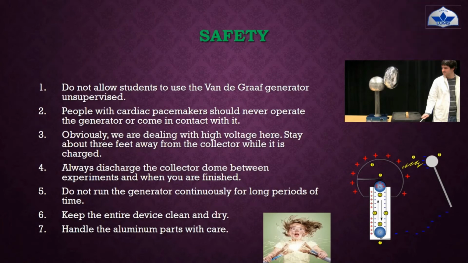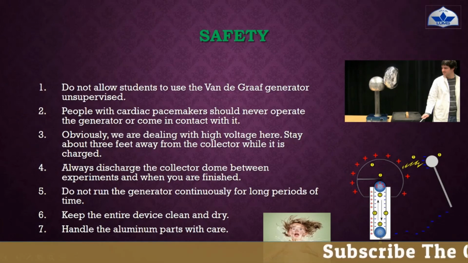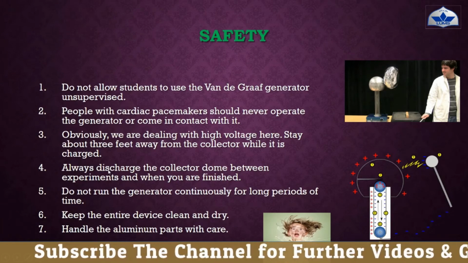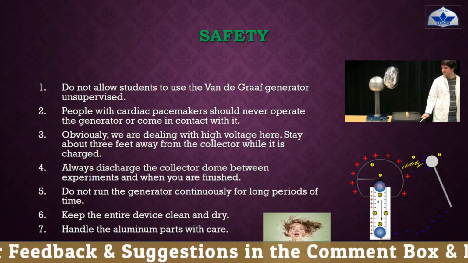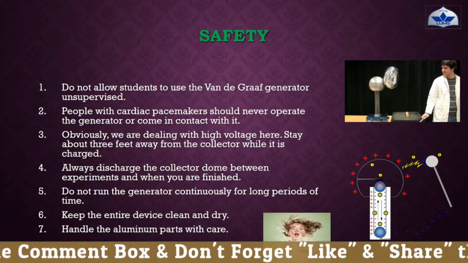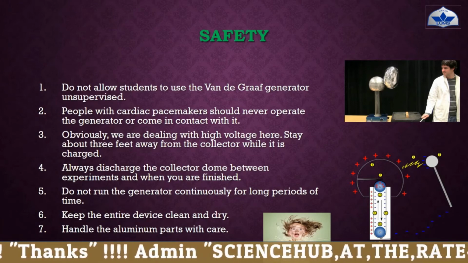The fifth safety factor is that always discharge the collecting dome between experiments and when they are finished. This is the dome-shaped collector through which we discharge the whole metal sphere of the Van de Graaff generator. Don't run the generator continuously for a long period of time, because then it loses a lot of heat that could damage the belt or the motor itself.